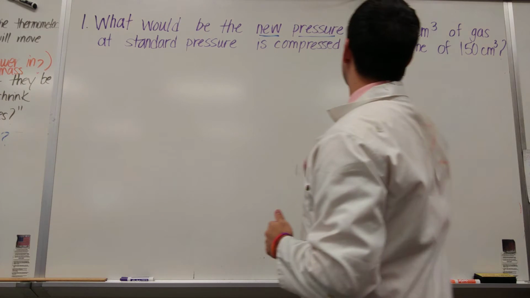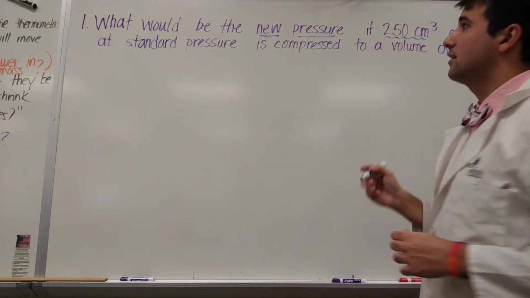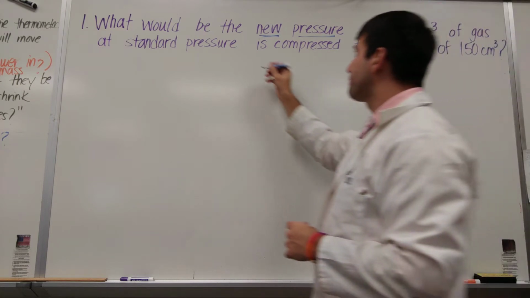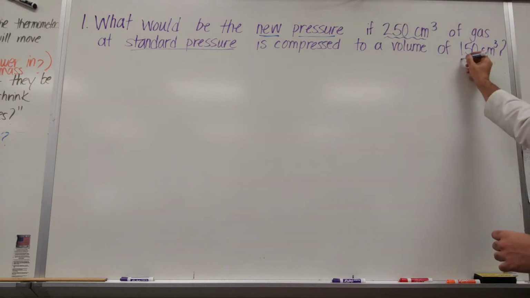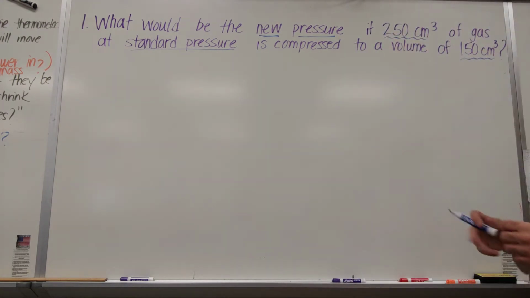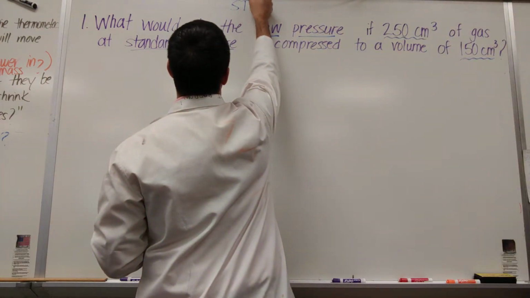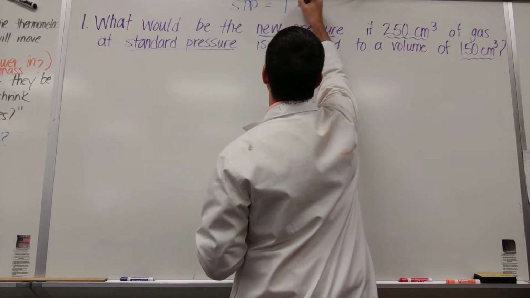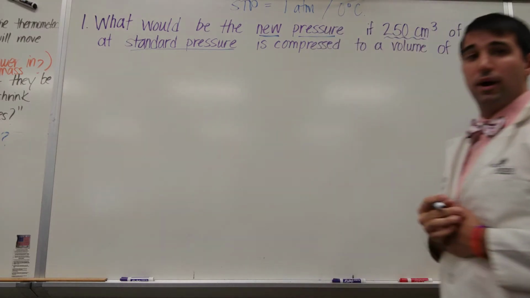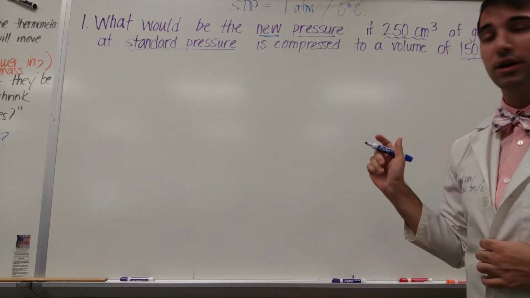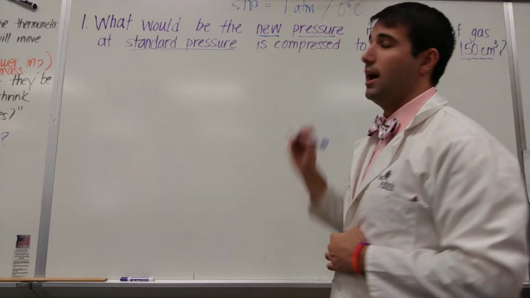What would be the new pressure if 250 centimeters cubed of a gas at standard pressure is compressed to a volume of 150 centimeters cubed? Okay? Now remember, we have standard temperature and pressure. I call that STP. At standard temperature and pressure, that is 1 atmosphere and 0 degrees Celsius. So it's looking for a new pressure, and it's starting at standard pressure. So my standard pressure is 1 atmosphere.